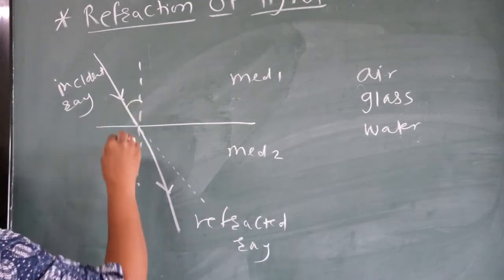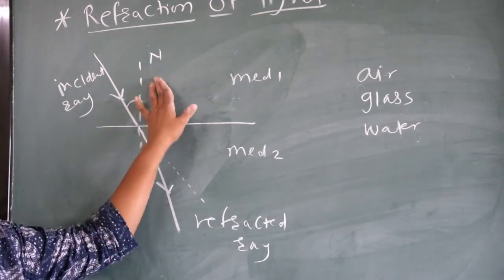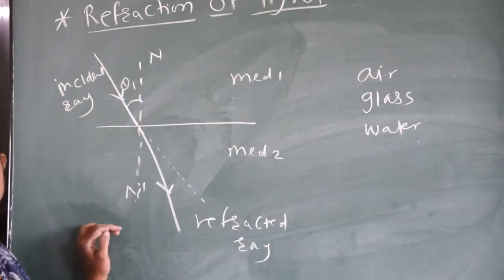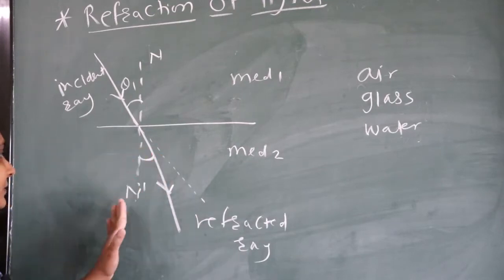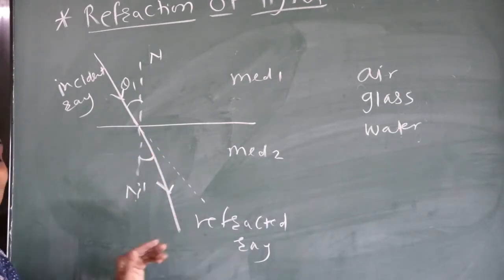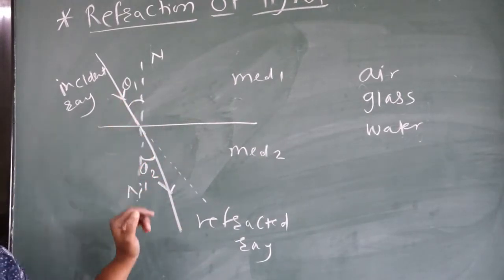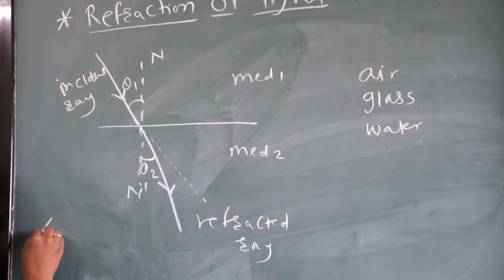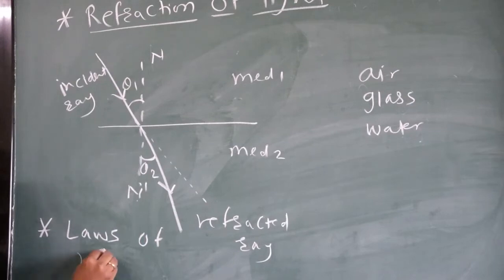Now the angle between the normal and the incident ray, that is the angle of incidence. And the angle between the normal and the refracted ray, that is called the angle of refraction. Angle of incidence and angle of refraction. Now after refraction of light we will see the laws of refraction.